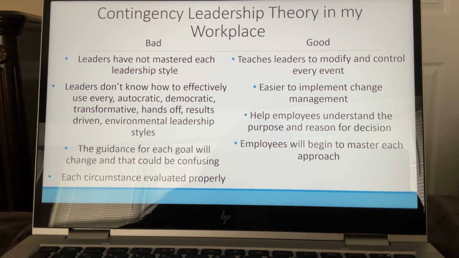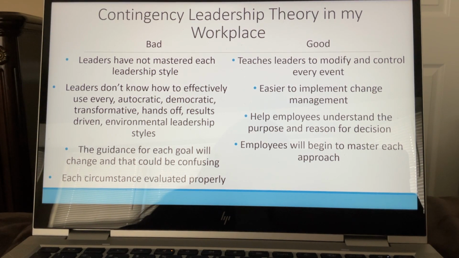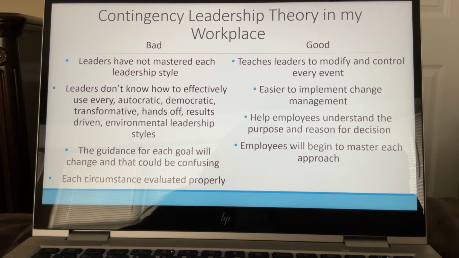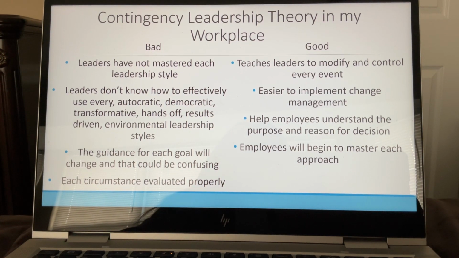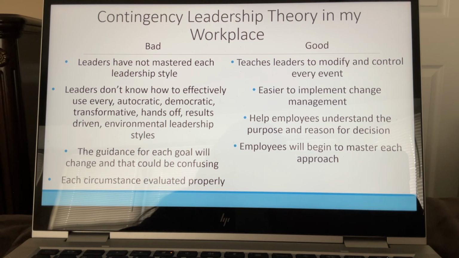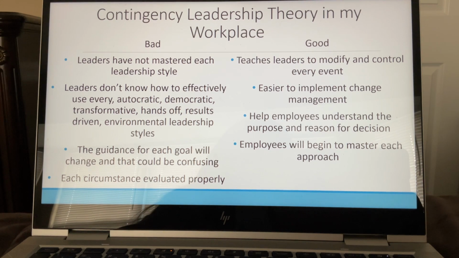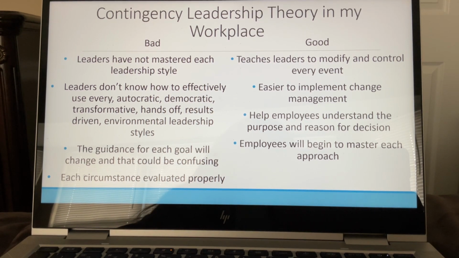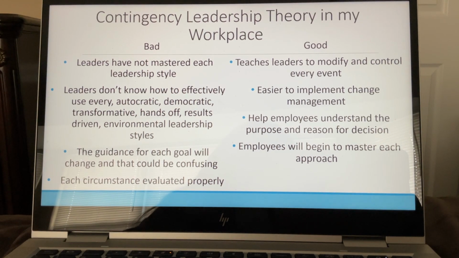The guidance for each goal will change, and that could be confusing as a leader and an employee. For the employees, they won't get used to doing the same thing, so each new situation could be confusing on the steps they need to do, and then the leader has to come up with that each time. It is good if you do understand all these leadership implementations, and it might help them get used to change, and there's a lot of different other good reasons.